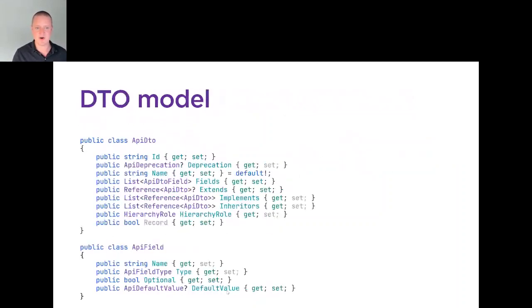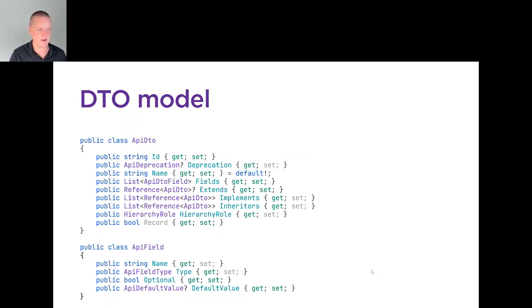DTOs are slightly more complex. You'll see that they have an ID, they have a deprecation and name as well, but also fields. They can extend other DTOs, they can implement interfaces, they can be sealed, they can be open, there's lots of metadata in there as well. You'll also see that there's this record property. Once we start porting this entire SDK to using C# 9, we will use that record property also to decide whether the output we are generating is going to be a record or a class.